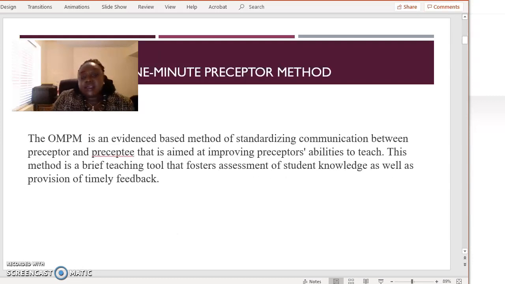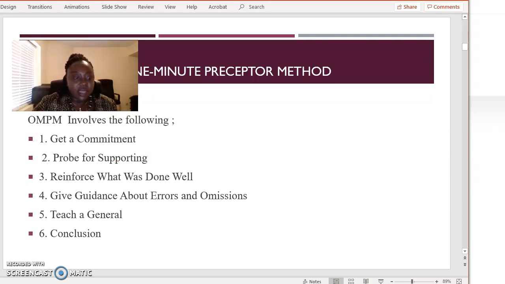One may ask, what is the 1-minute preceptor method? This is an evidence-based method of standardizing communication between the preceptor and preceptee that is aimed at improving preceptors' abilities to teach. This method is brief and it fosters assessment of students' knowledge as well as provision of timely feedback to students. This method is used in medicine, in dentistry, in pharmacy, in nursing, in any clinical settings.